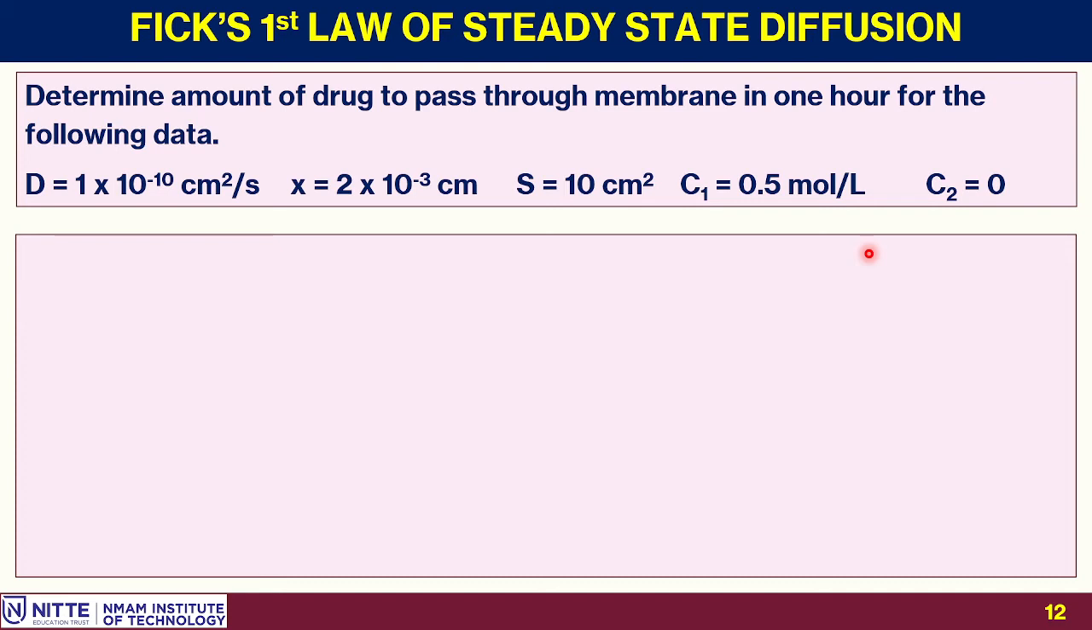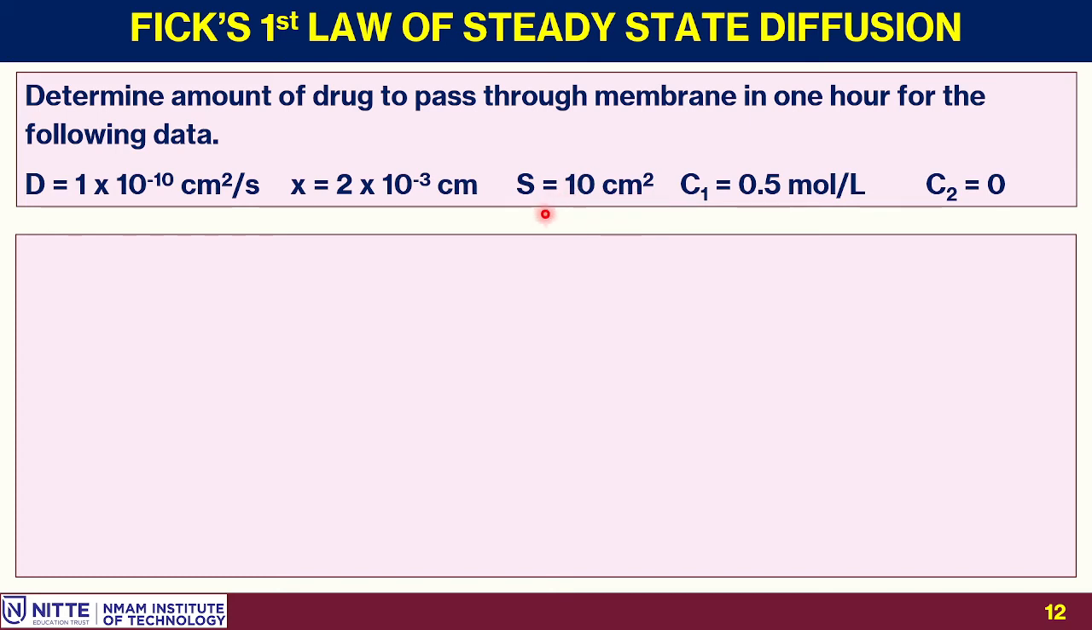So let us take up one numerical now for a better understanding of the concept. Let us determine the amount of drug that passes through a membrane in 1 hour. To be precise, what we are calculating is the rate of transfer, NA, that is quantity per time, for the following data. Diffusivity is given in centimeter square per second. X distance is 2 into 10 power minus 3 centimeter. Surface area S is 10 centimeter square.